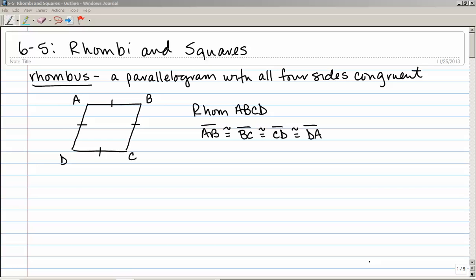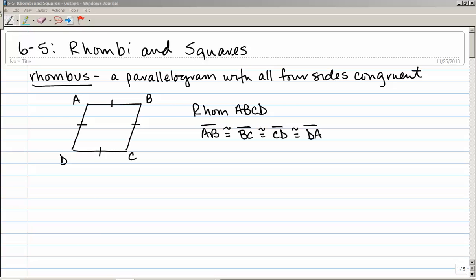Section 6.5 is on rhombi and squares. The definition of a rhombus is a parallelogram with all four sides congruent. So here we have rhombus ABCD, and we don't actually have a little symbol for rhombus because it would look too much like a parallelogram, so we just either write out the word rhombus or abbreviate as I did here.